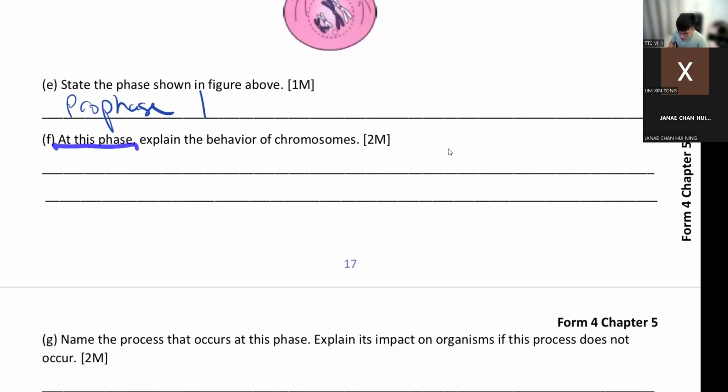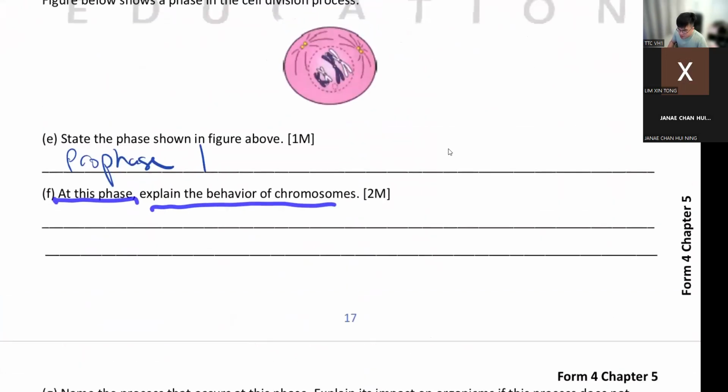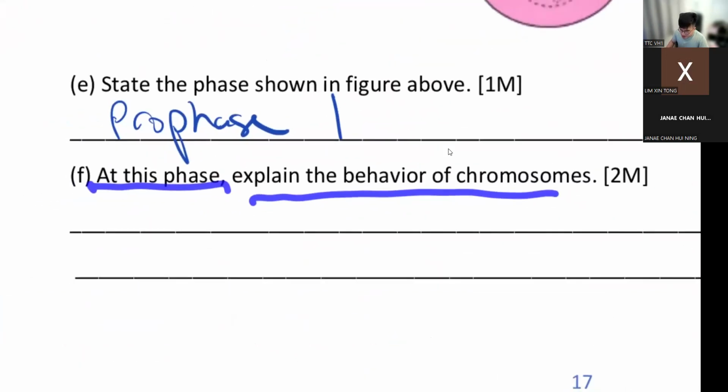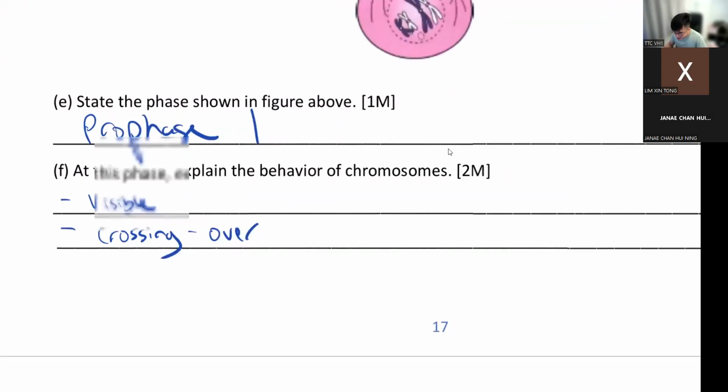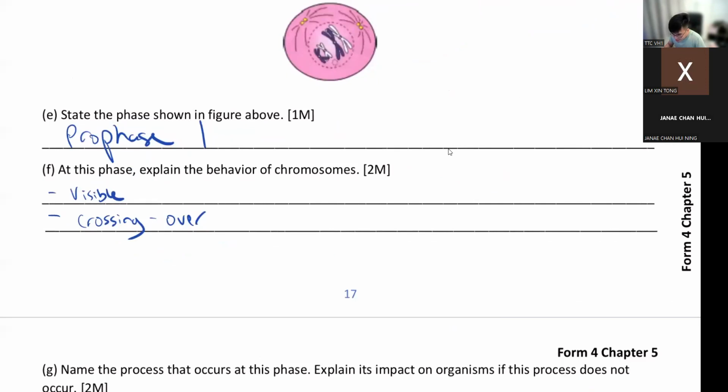So at this phase, explain the behavior of the chromosome. What is the chromosome doing? Okay, they are visible. Whatever prophase, you can also say visible. And what are they doing? The shuffling is called? Yes, shuffling. It's called crossing over. Good. Okay, they are doing crossing over.